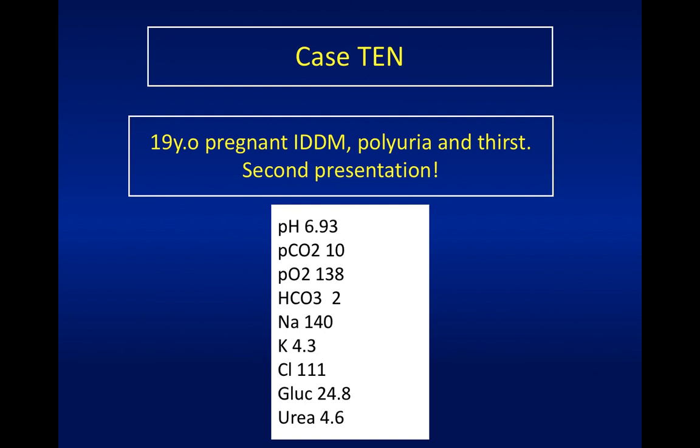Her anion gap: 140 minus 2 plus 111 is 113. So 140 minus 113 is 27. Is that right? That's correct. So that's a high anion gap metabolic acidosis. She's got hyperglycemia, so she's probably got ketoacidosis again. You can measure the lactate. If she's severely shocked, she might have lactic acidosis on top of that as well.